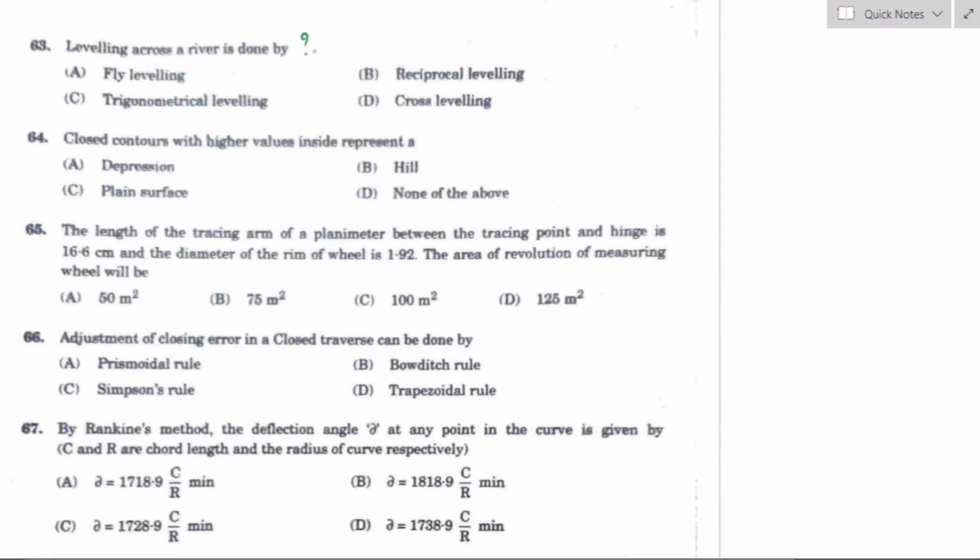Question number 63. Leveling across a river is done by reciprocal leveling. Option B is the right answer. Because in leveling across a river, it is not possible to locate the instrument in between the intervisible points. So option B is the right answer, reciprocal leveling.